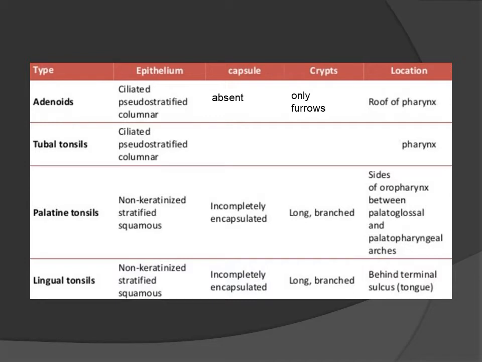Adenoids are single in number, situated in the nasopharynx. They have furrows instead of crypts, do not have a capsule. They have a lining of ciliated columnar epithelium and they are usually absent in adults. In contrast, tonsils are two in number placed on lateral surface of oropharynx. They have crypts and are encapsulated, lined by stratified squamous epithelium and persist even in adults.